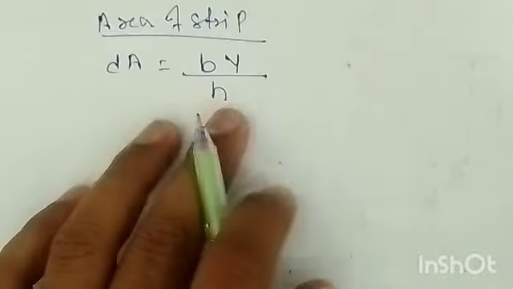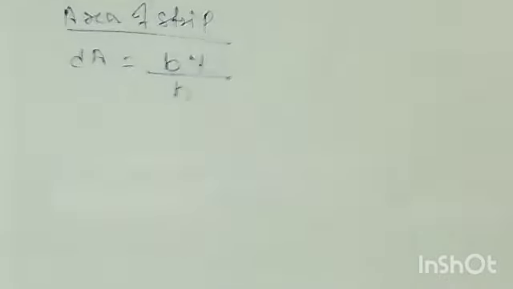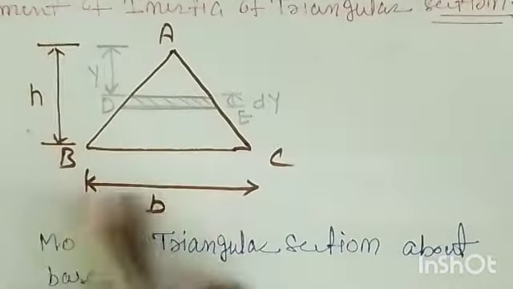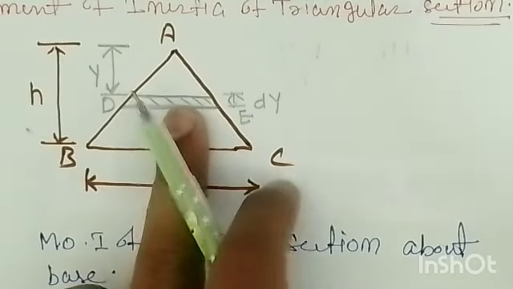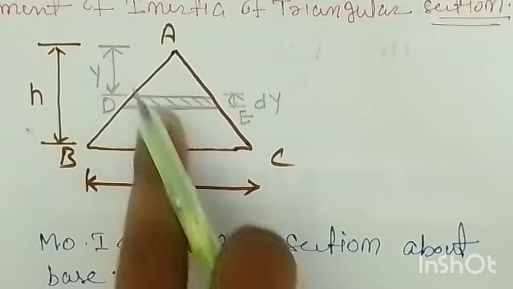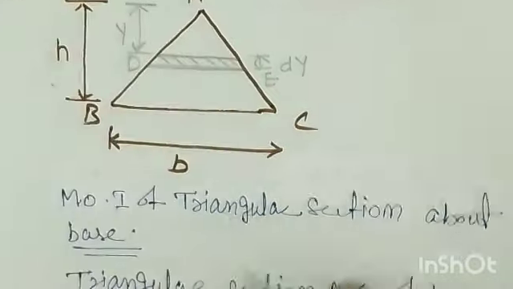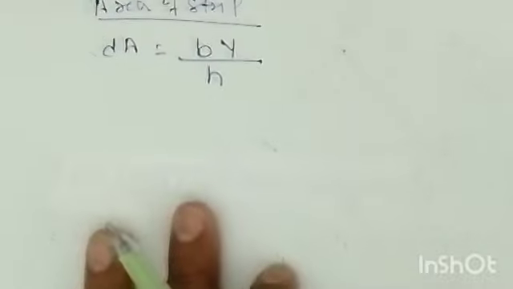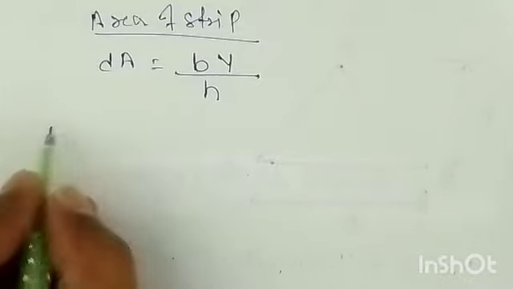So first of all, we need to find out the distance of a strip from the base. Why? Because as I told you, moment of inertia is the product of area into the square of the perpendicular distance, right? So you are going to find the moment of inertia about the base of this triangle. Is it or not? So first of all, you need to find out the distance of the strip from the base. It is located at a distance of h minus y. Is it or not? So now you can say, the distance of a strip from the base.